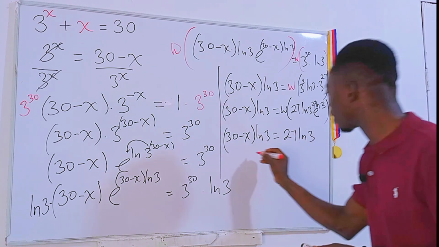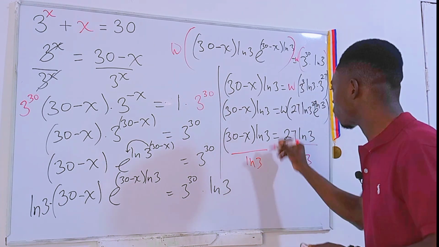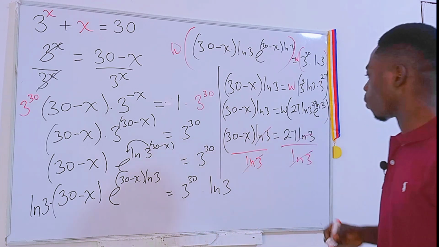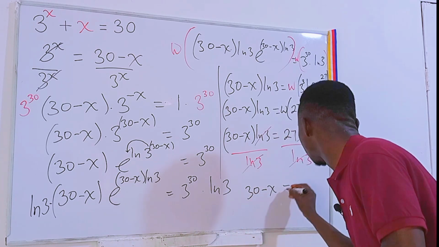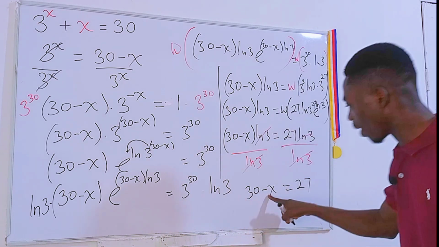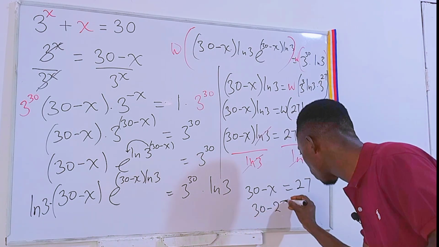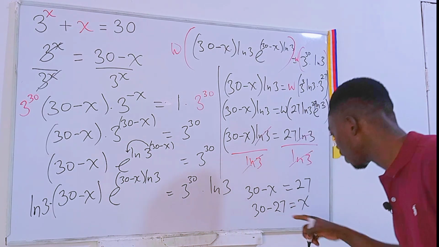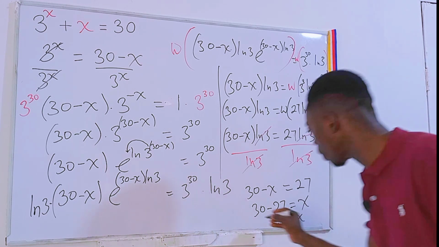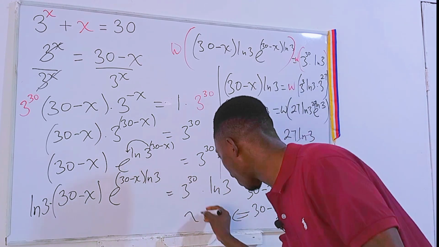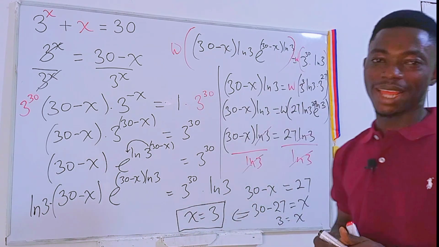And of course, we can just divide through by ln of 3, so that this and this will go, this and this will also go as well. Then on the left-hand side, we'll be left with 30 minus x is equal to 27. Now let's transpose the negative x so that we get 30 minus 27 is equal to x. And therefore, we have 3 is equal to x, which also implies that x is equal to 3, which is the answer to the problem.